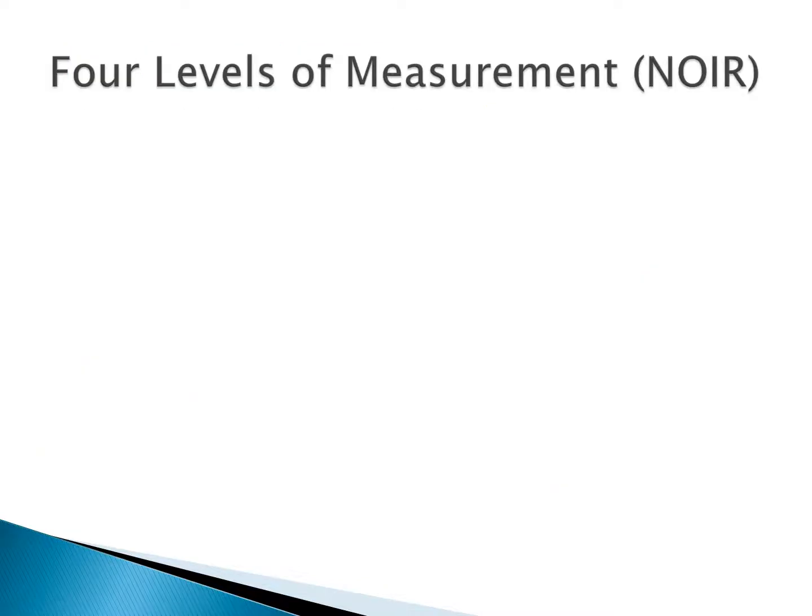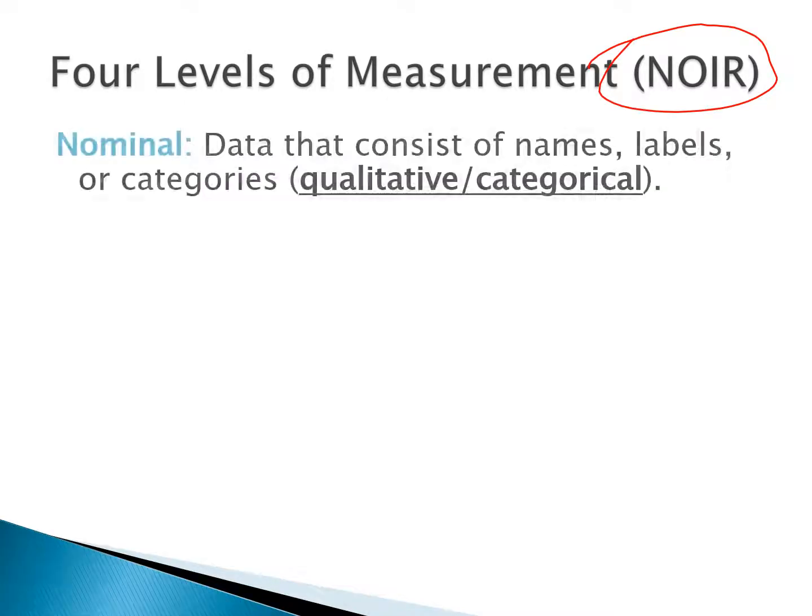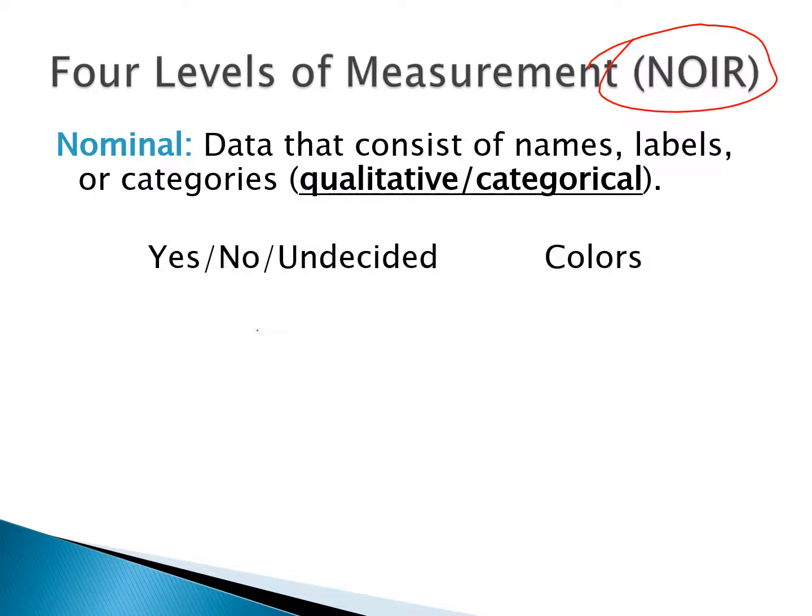Last thing covered in this section are the 4 levels of measurement. A key way to remember this is the acronym NOIR. So the N stands for nominal. This is just categorical or qualitative data. Data consists of names, labels, or categories. It's non-numerical: yes, no, undecided, colors, etc.